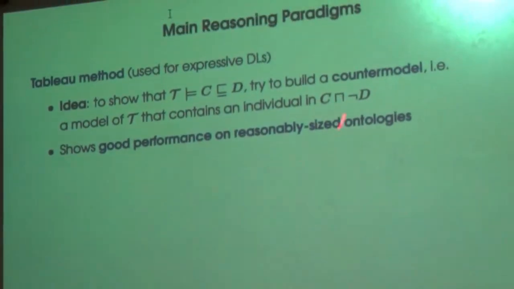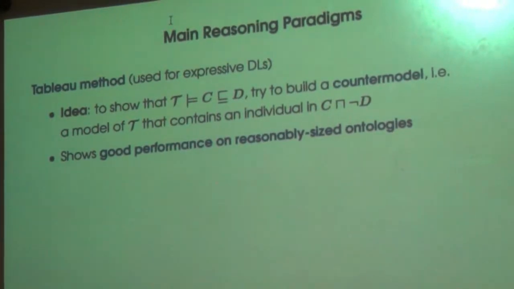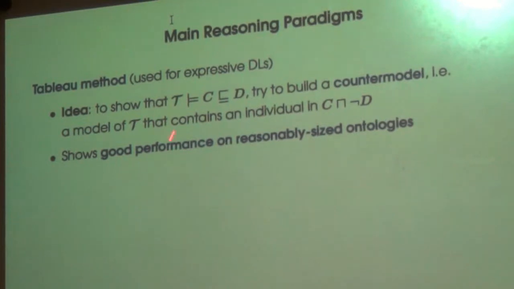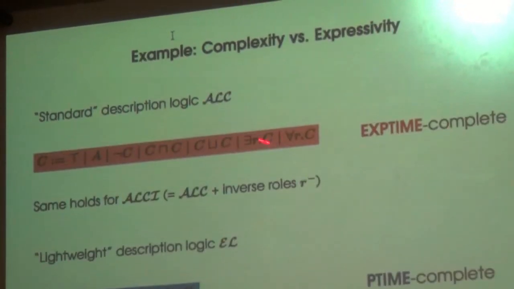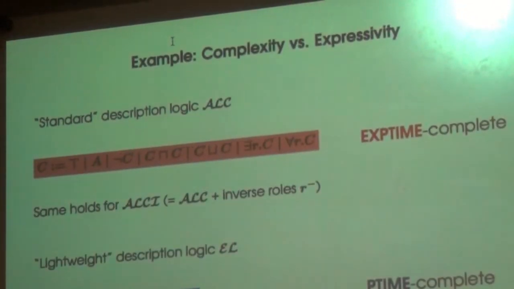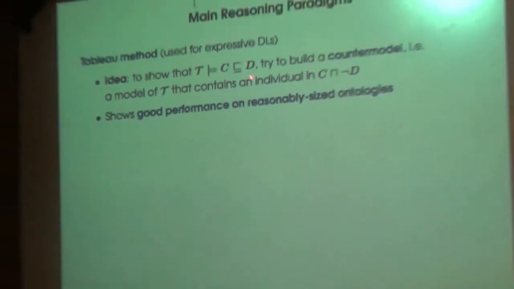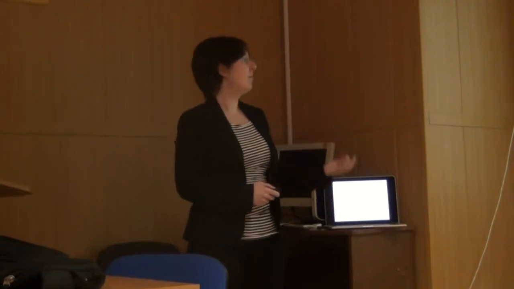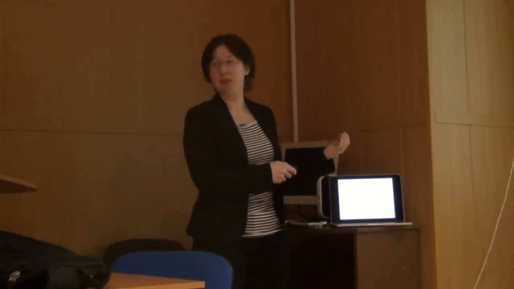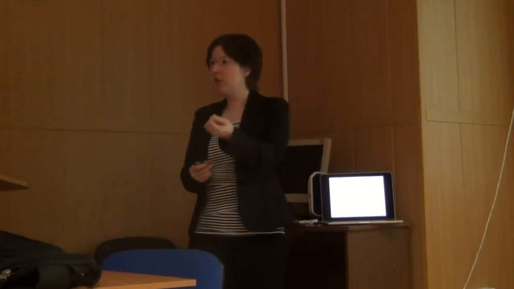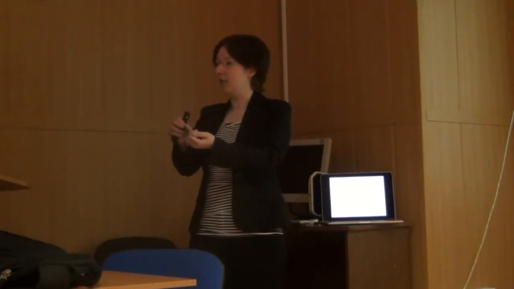So just to give you a really high-level idea of what these reasoning algorithms look like. First up, if we look at these expressive DLs, so things like ALC or beyond, then the idea would be, say, if we want to determine whether this subsumption holds, we're going to try to build a counter model. By which I mean a model that satisfies everything in the T-box, and such that I have an individual which is C and it's not D.